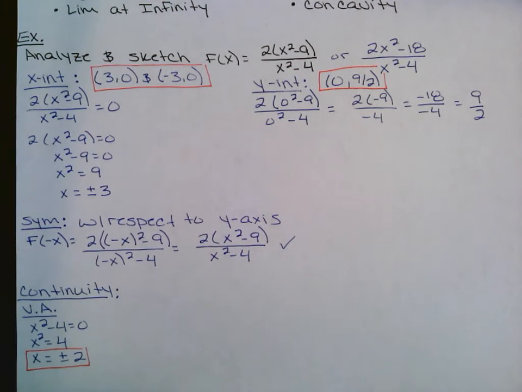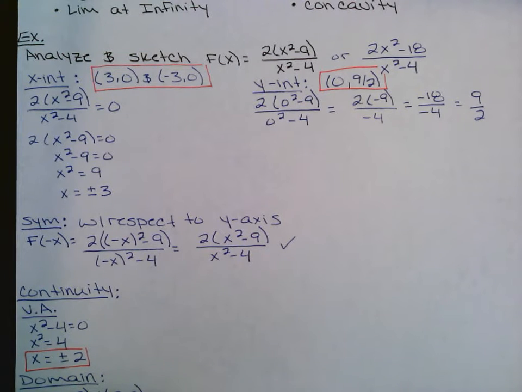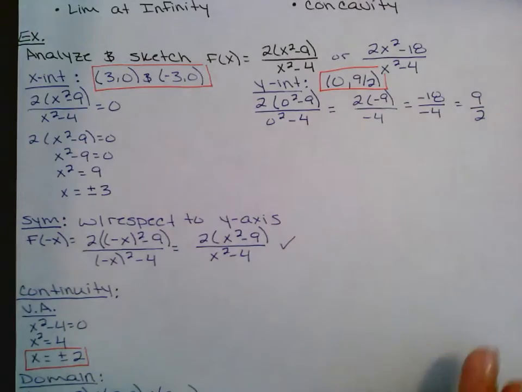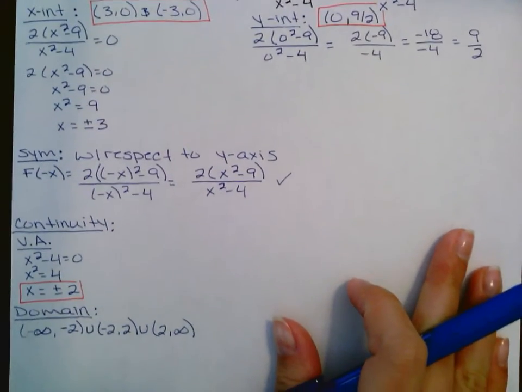That means when I read the graph left to right for my domain, I'm going to have to take a pause at positive and negative 2. So I could say my domain is negative infinity up to negative 2. Then I'll go from negative 2 to positive 2. So I only took a break here at negative 2. And then I'll go from positive 2 on to infinity. So you can see my break here at negative 2 and my break at positive 2.